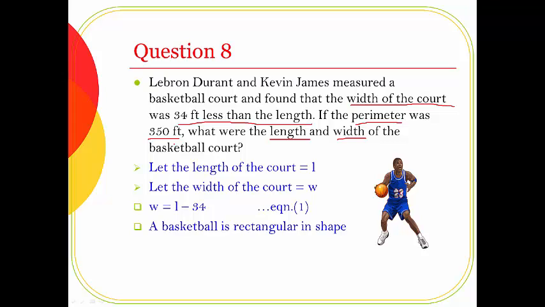Alright, then the basketball court is what? Rectangular in shape. Because it is rectangular in shape, we look at the perimeter of a rectangle, which is 2 times length plus 2 times width. And the perimeter is 350. So 2L plus 2W equals 350. That gives us our equation 2.